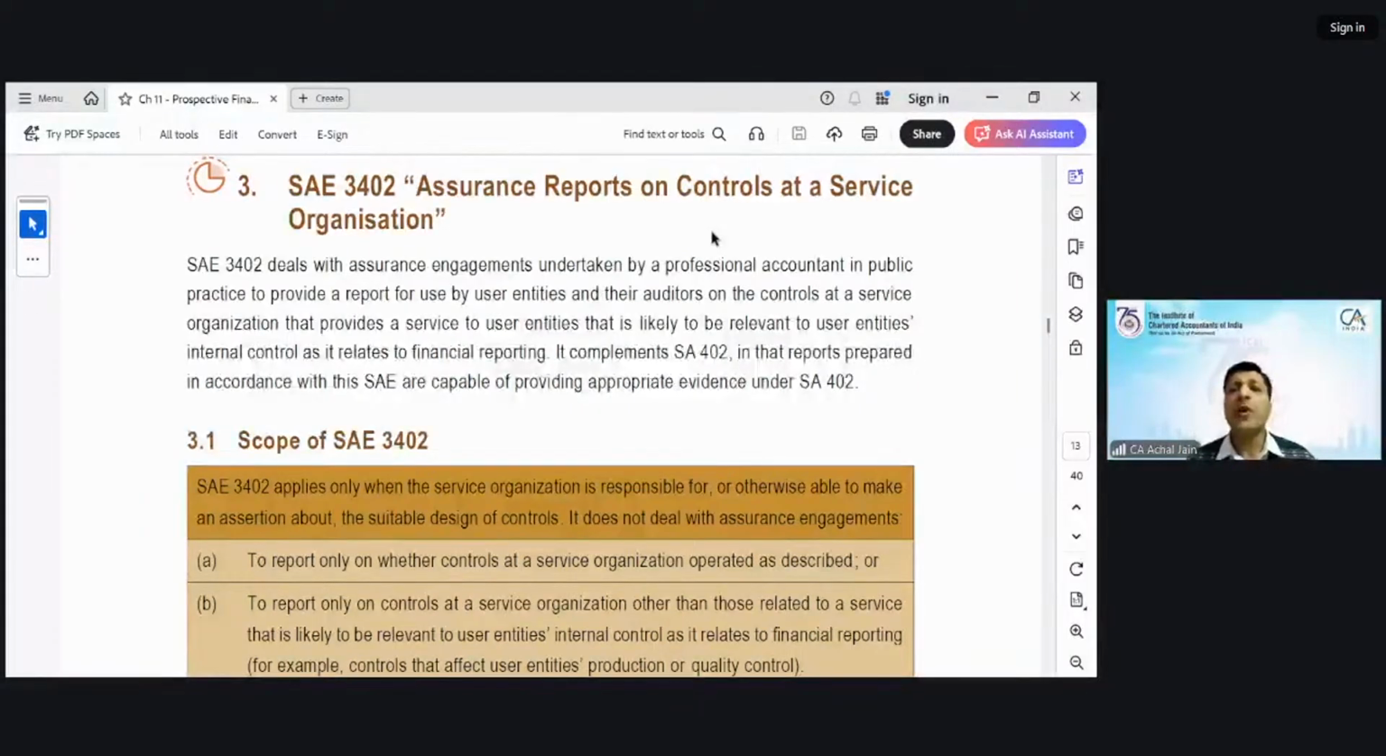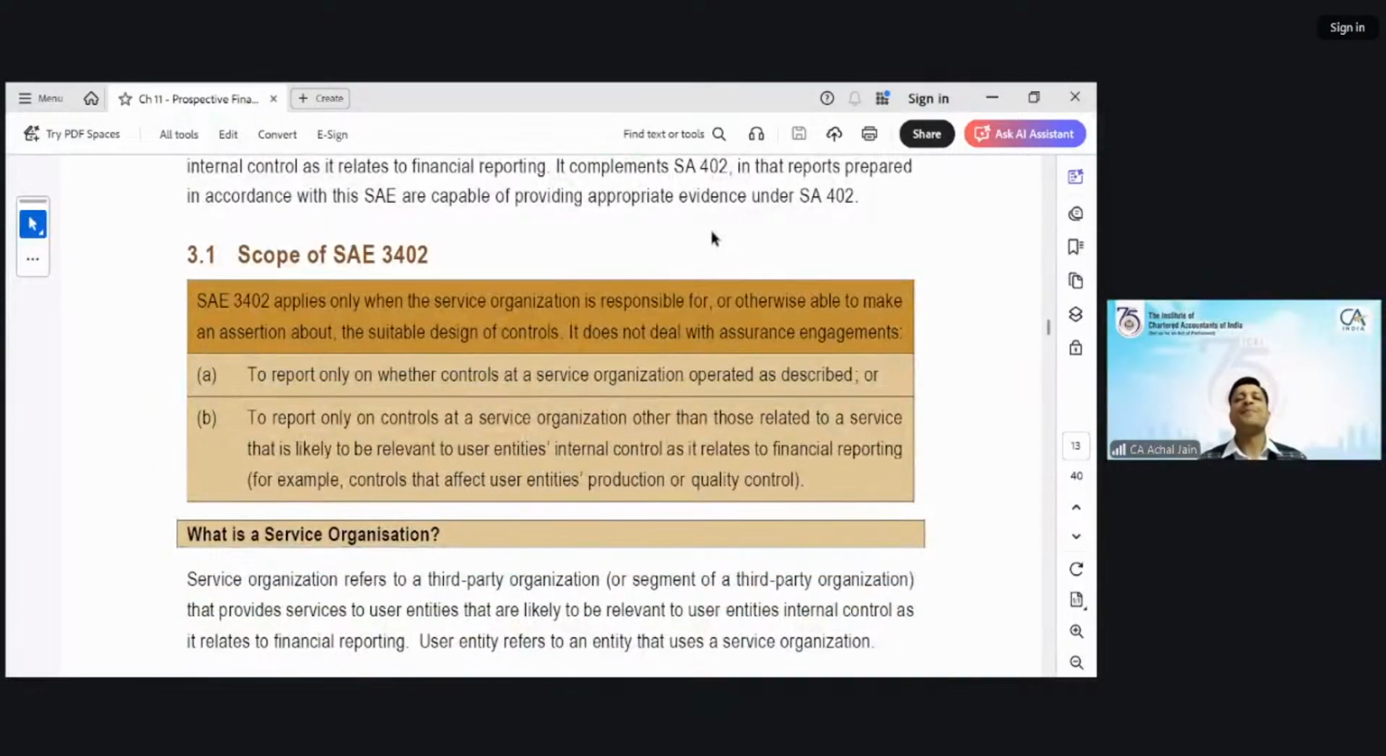In a way, we can say it complements auditing standard 402, in that reports prepared in accordance with the standard on this assurance engagement are capable of providing appropriate evidence under auditing standard 402. Now, this standard applies only when the service organization is responsible for, or otherwise able to make, an assertion about the suitable design of controls. It does not deal with assurance engagements to report only on whether the controls at a service organization operated as described, or to report only on controls at a service organization other than those related to a service that is likely to be relevant to user entities' internal control. I think we have already looked at it.